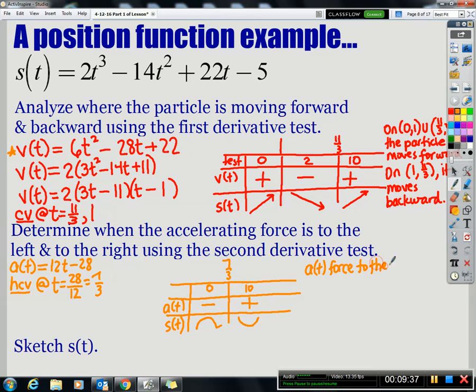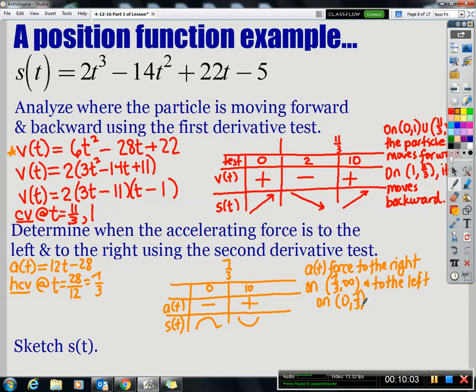This is not the best way to write this. And to the left, on 0 to 7/3. It should technically be 0 to 7/3. So I could have chosen a test value like 1, for instance.